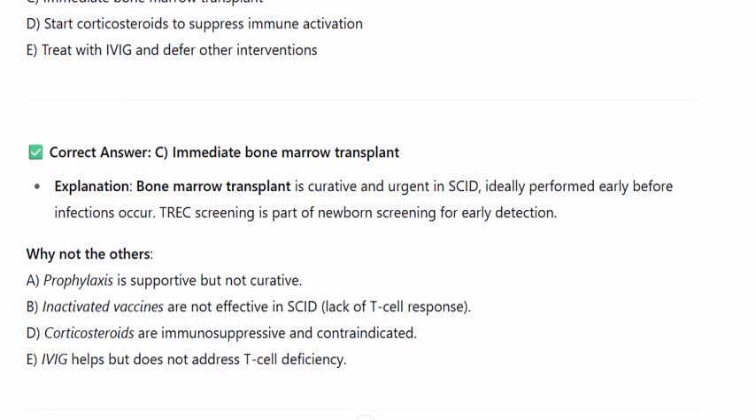Why not the others? A. Prophylaxis is supportive but not curative. B. Inactivated vaccines are not effective in SCID, lack of T-cell response. D. Corticosteroids are immunosuppressive and contraindicated. E. IVIG helps but does not address T-cell deficiency.